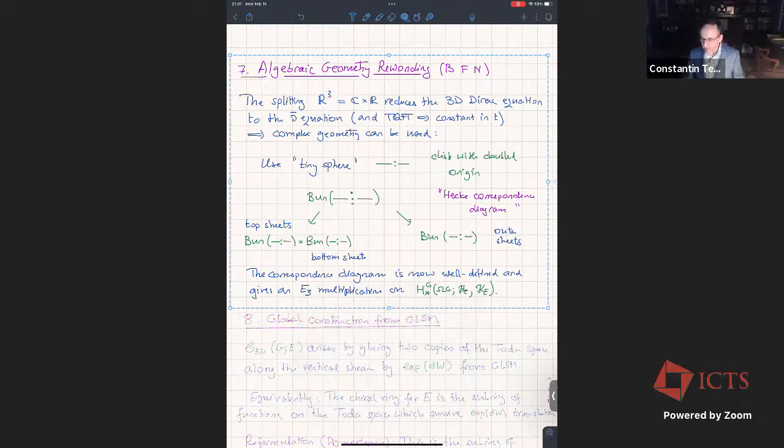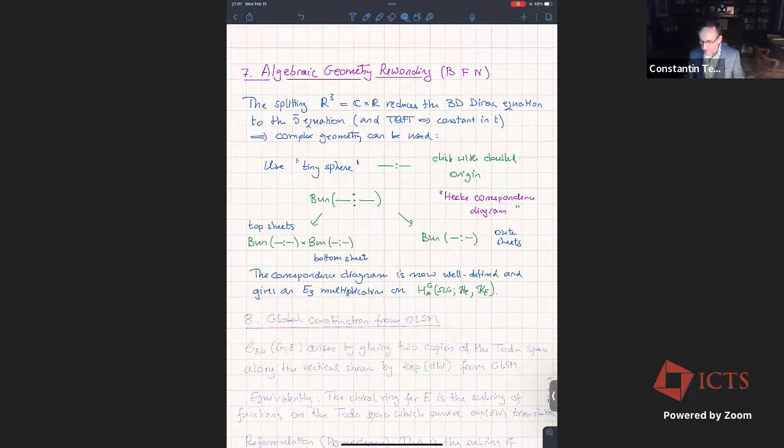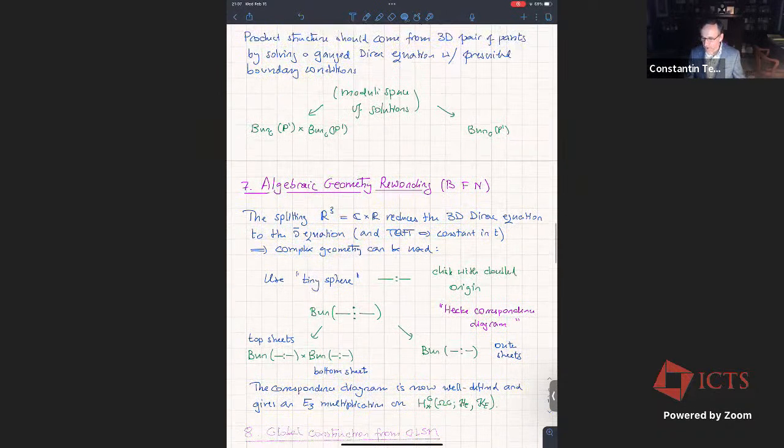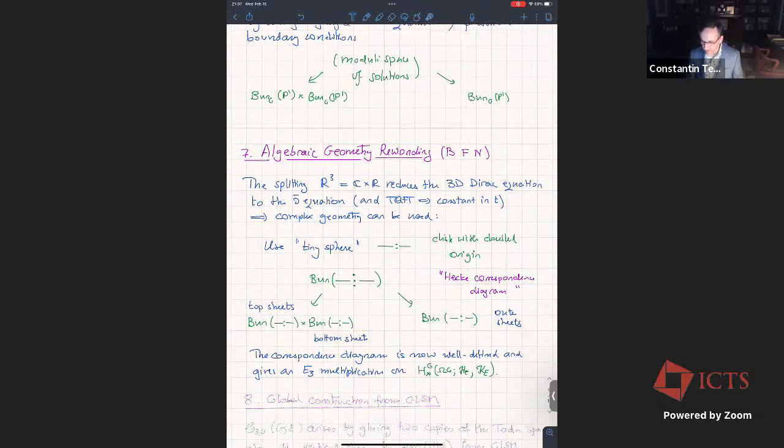Was to replace this Dirac equation, in three-dimensional space, with an easier equation by exploiting a splitting of R3 as C times R. And the Dirac equation reduces to a d-bar equation on C, and in this case to nothing on R, because we're dealing with a TQFT, so we want to be constant in time. And once you have a d-bar equation on C, you can try something holomorphic, and indeed you will succeed.